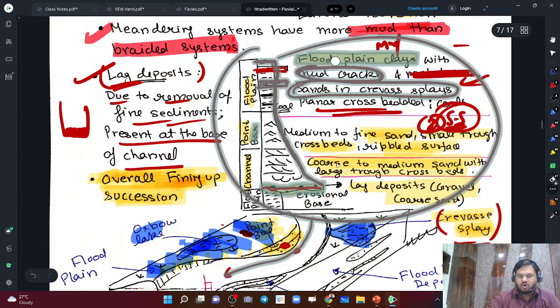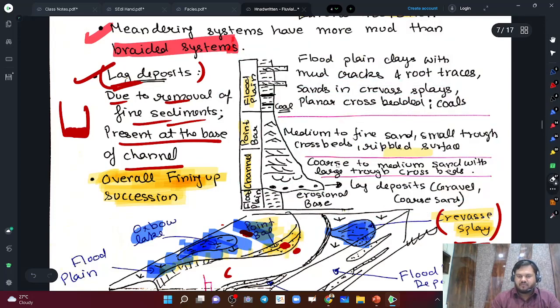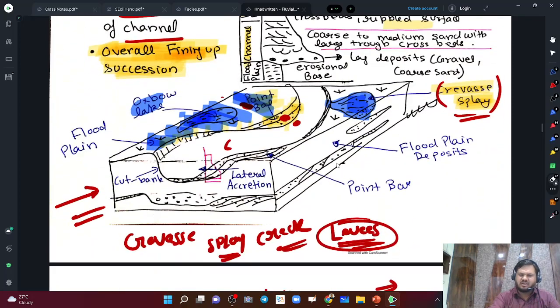Make it in your copy. I'll upload this after the class, but you make it first. Skip the sedimentary structures. But you can see sedimentary structures also vary very logically. Whenever there is high energy, you get trough crossbeds, then planar crossbeds, then simple crossbeds, ripple marks, all those things. So it is pretty easy.